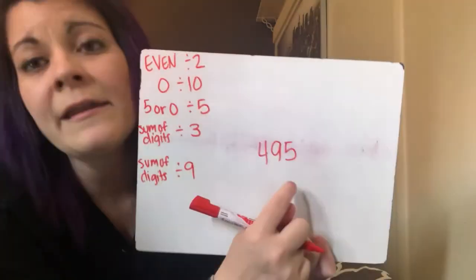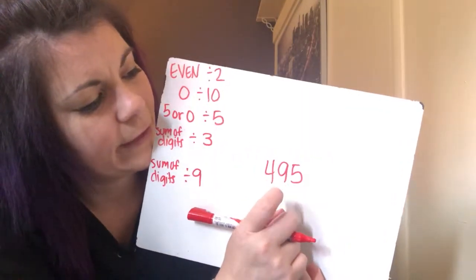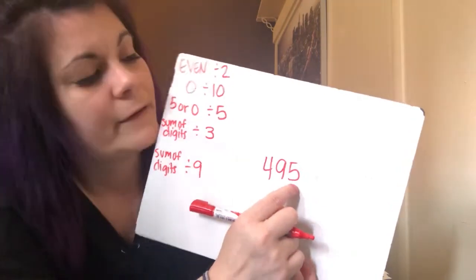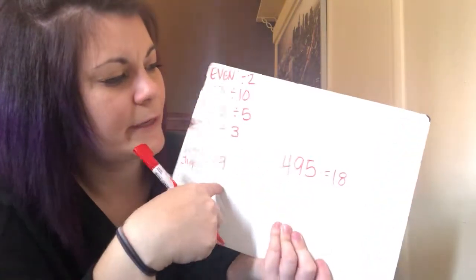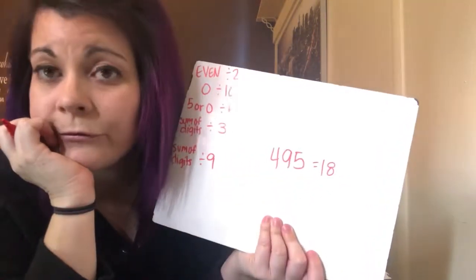Okay, 9. Same rule as 3, but obviously the sum of the digits has to be divisible by 9. So like 495. If we add those digits, 4 plus 9 is 13, 13 plus 5 is 18. So the sum of its digits equals 18, and 18 is divisible by 9. So 495 is also divisible by 9, okay?